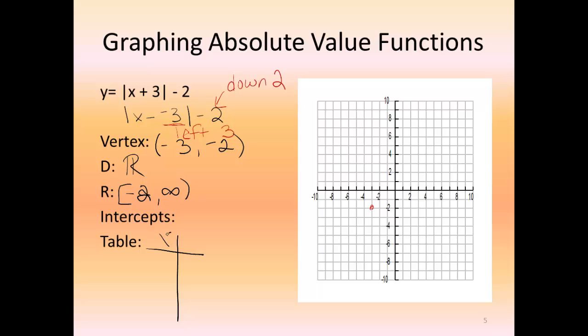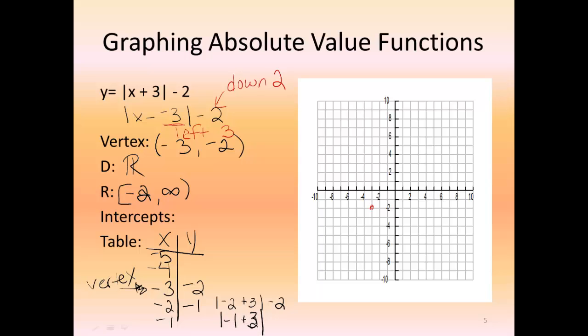So what's my table going to look like? Here is where this vertex comes in handy, because you want to build your table around this vertex. Meaning I want to start with -3 in the middle, and build up and down from that point. You want this middle value to be your vertex. If I plug numbers in, let's start with -2. -2 plus 3 is 1. Absolute value is 1. Plug in -1, so I get the absolute value of 2, minus 2 is 0.